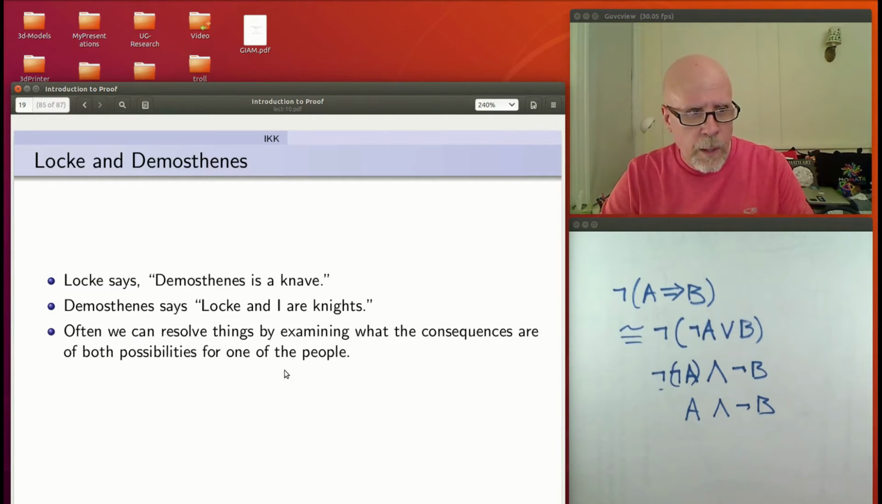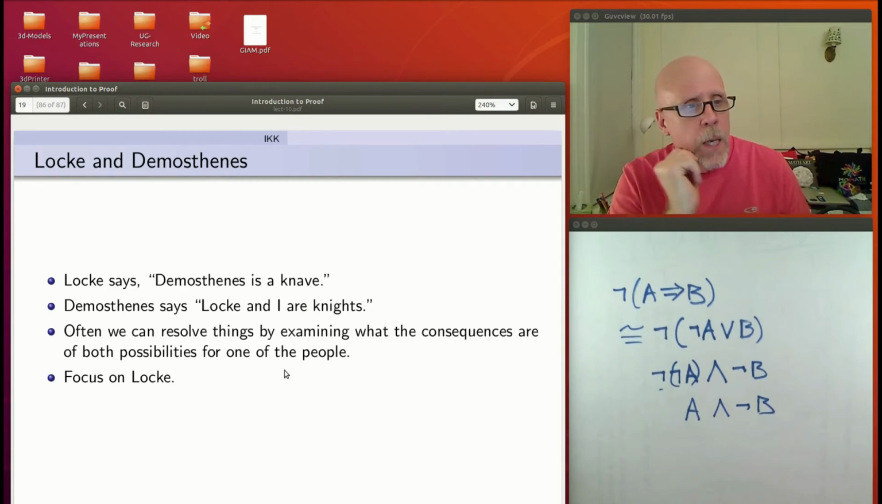And how do you sort that out? Well, often you can sort these things out by examining all the possibilities. There's two possibilities: either the person's a knave or a knight. So you examine the consequences of both possibilities for one of the people and see what happens to that. And if it doesn't work out for that one, you might try the other one. So let's focus on Locke first. Locke says Demosthenes is a knave. That's what he's saying. But the possibilities are he's a knight himself or he's a knave himself.